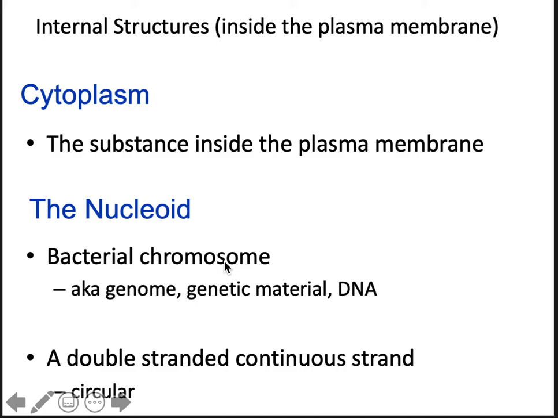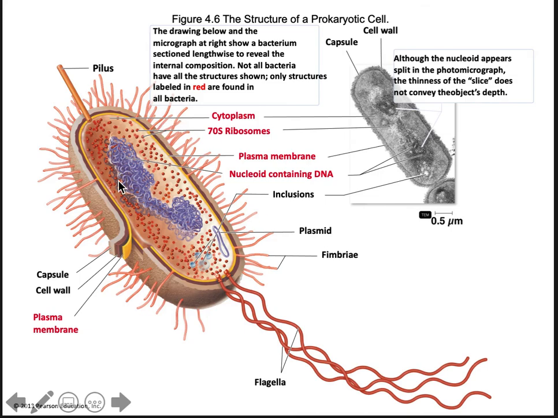This is where the bacterial chromosome hangs out. Usually at least one end or one part of the chromosome might be anchored to the plasma membrane to keep it in that place. Regardless, the bacterial chromosome is circular. It's still double-stranded DNA. It's the genetic material of the cell, but it is circular. So, a double-stranded continuous strand. An image you can see right here.